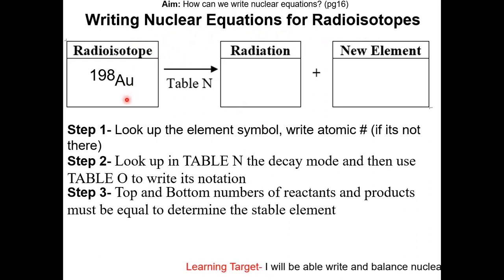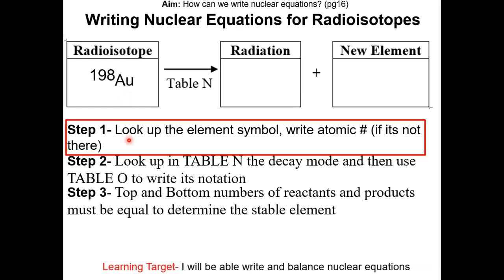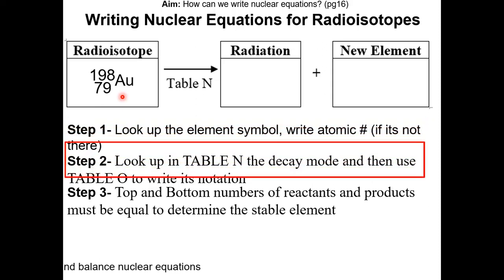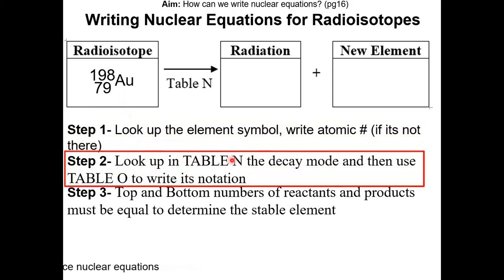Let's look at an example. Here we have the radioisotope gold-198. The first step is to look at the element symbol and write the atomic number if it's not there. Gold has an atomic number of 79. The next step is to look up Table N for the decay mode of the radioisotope. On Table N, gold-198 has a decay mode of beta minus. You can use Table O to write its notation.